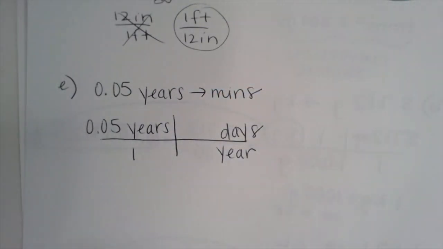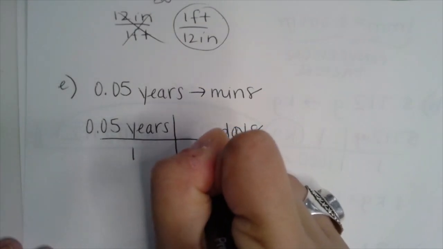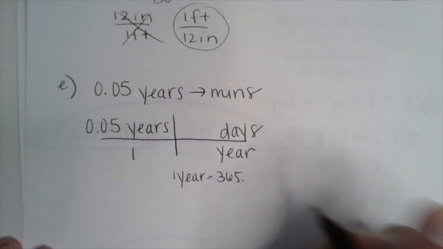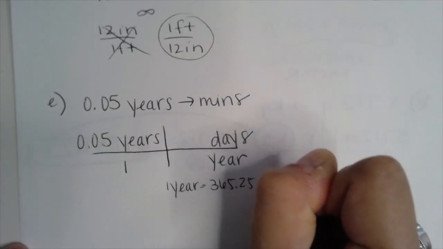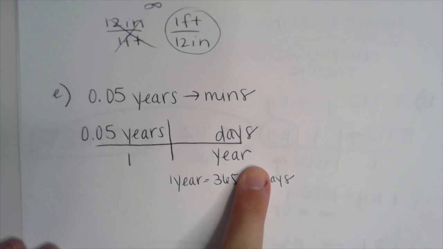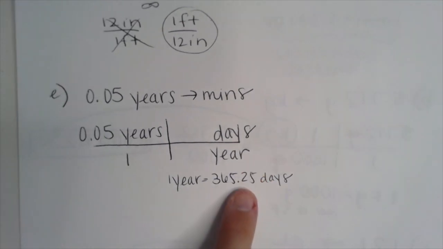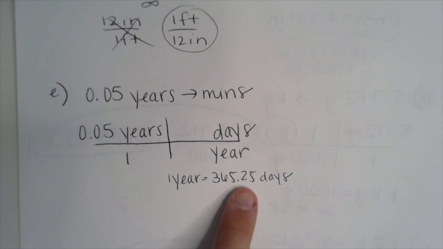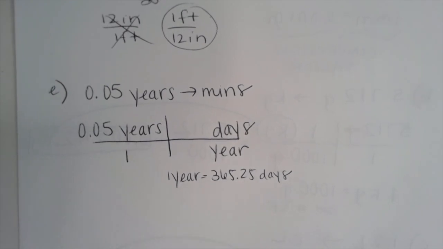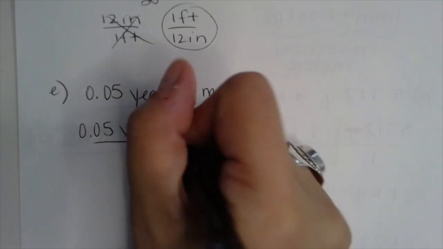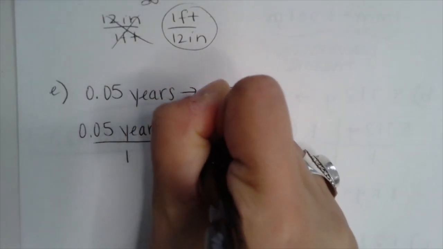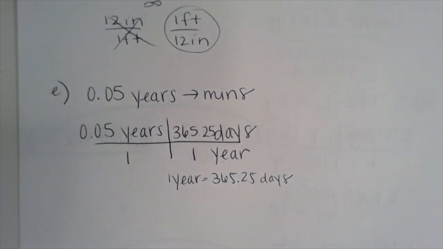Because we know that 1 year has 365, if you want to be really precise, 0.25 days. That would have 3 sig figs because that's not an exact value. This is probably also not exact. The reason why we have a leap year is because there's not exactly 365 days in a year. It's about 365 and a quarter. So 1 year is equal to 365.25 days. These units cancel.